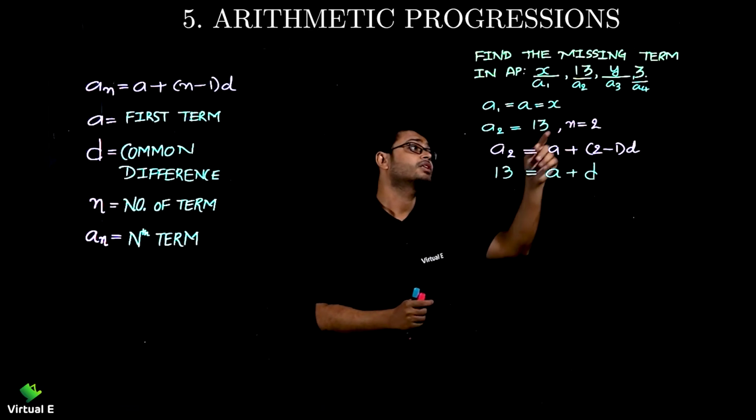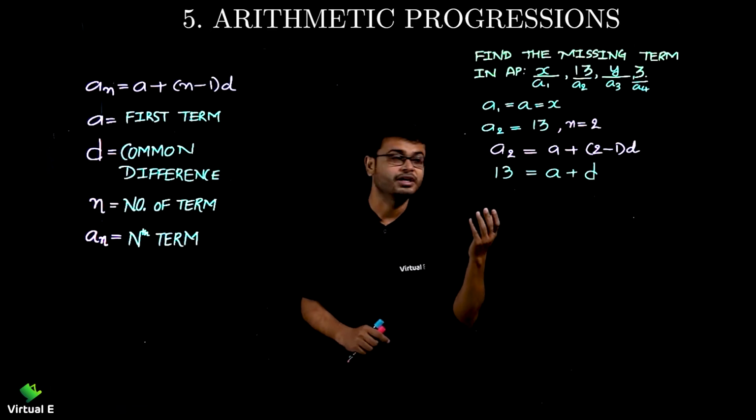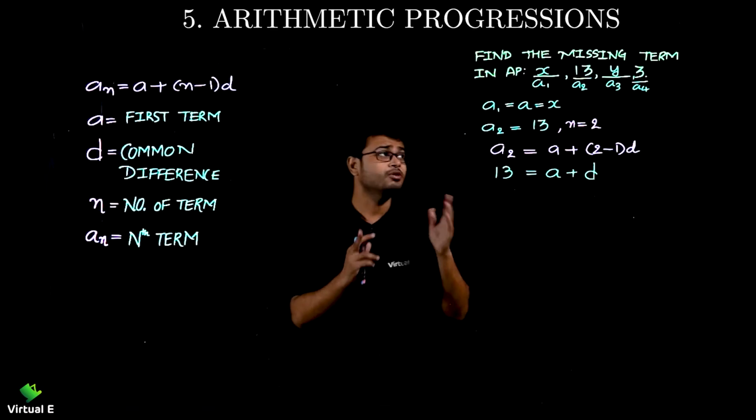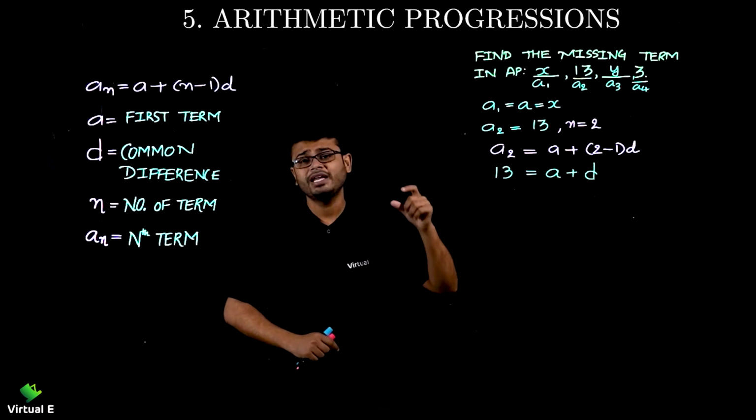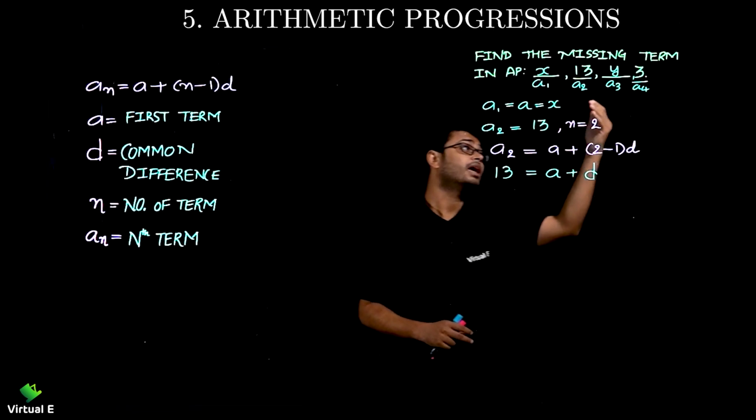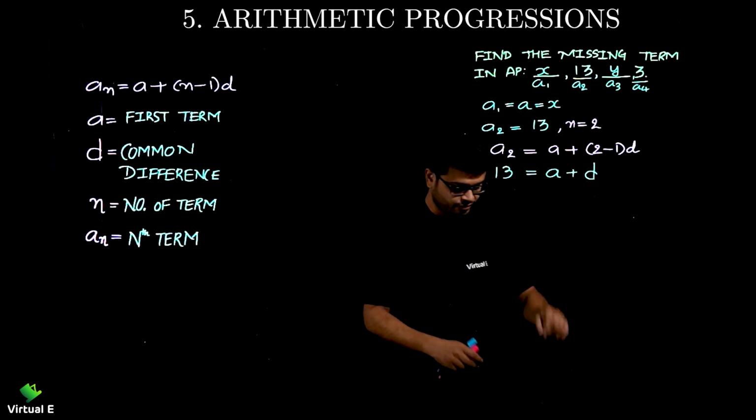I told you we are going to get two equations. There are two known terms, so there are two equations and we are going to solve them. That is my first equation. Let's do A3. For A3 we don't have anything, so we are not going to write a formula for it. We would write y is equal to A plus 2D, but let's not write it because we don't have any known value in it. There will be three unknowns. So let's go for A4 directly.